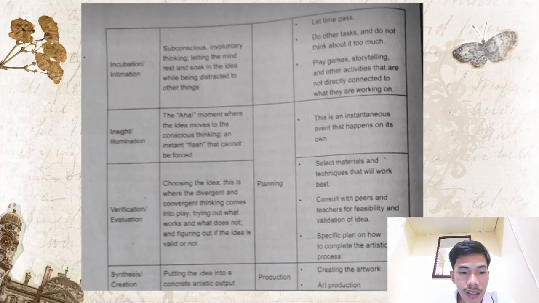So the next stage is the illumination. So the aha moment where the idea moves to the conscious thinking, an instant flash that cannot be forced. So when a creative idea suddenly becomes clear, it happens naturally and cannot be forced.